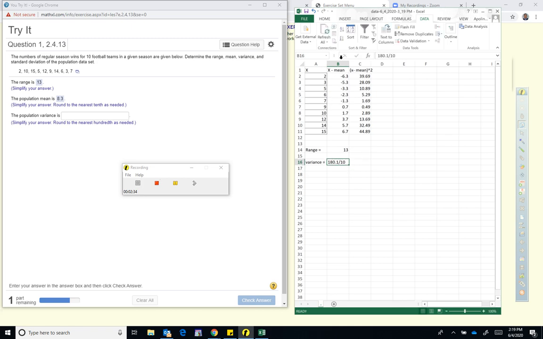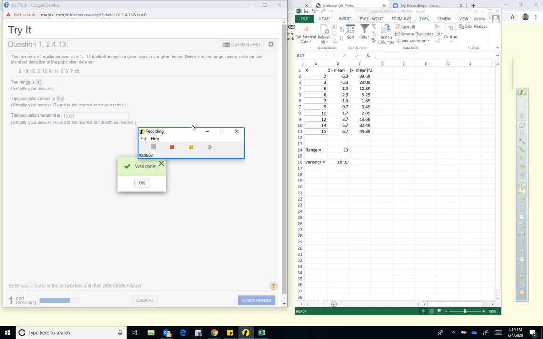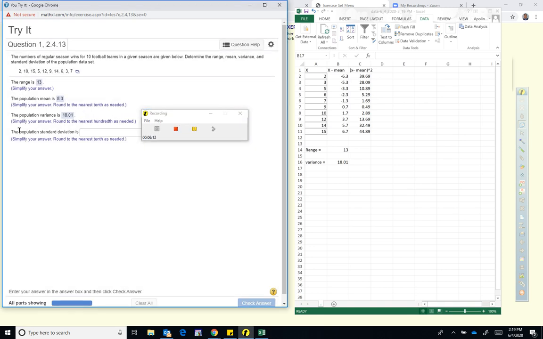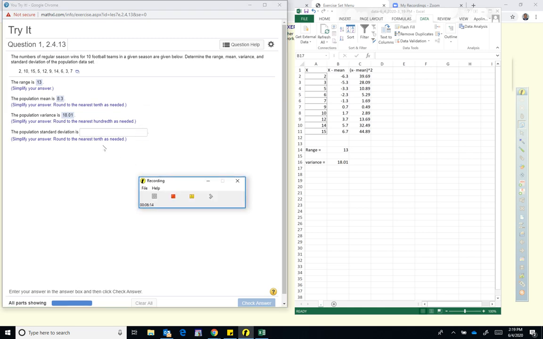Oh, I forgot putting the equal sign, so we can enter the calculation. So it's 18.01. Here we need to round to the nearest hundred, so 2 decimal places. So just copy this number over here. It's 18.01. Check the answer, and it was correct. And now it's asking to find the standard deviation.